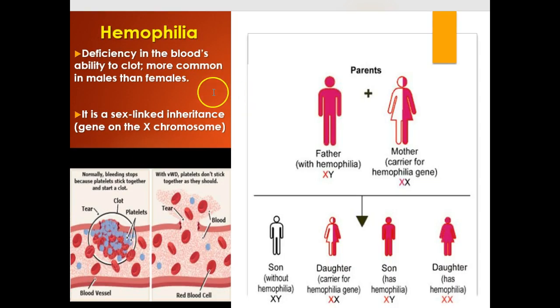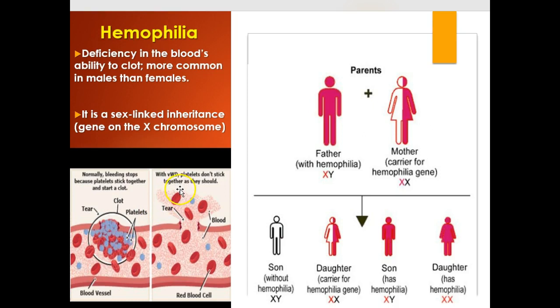Hemophilia. Hemophilia is the inability of the blood to clot normally like it's supposed to, and it's more common in males than females, and it is also a sex-linked inheritance gene on the X chromosome. And here you see a healthy normal blood vessel that, when the blood vessel is broken, bleeding stops because your platelets act like glue that sticks together, and they start to clot and it heals.